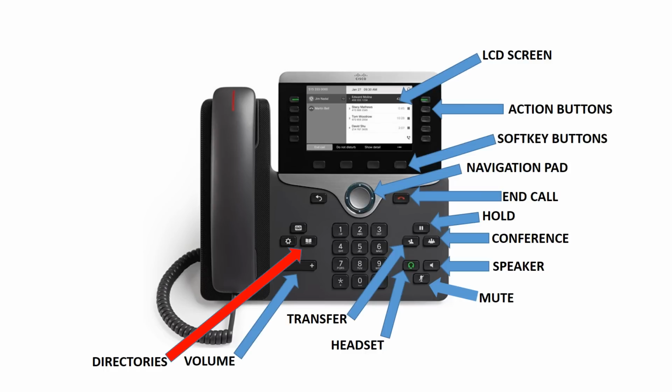The Directories button has an image that looks like a phone book. The user can press this button to access contact lists. There are two types of contact lists available to the user: the corporate directory and the personal directory. Use the navigation pad to select which directory you wish to access and press the Select button.